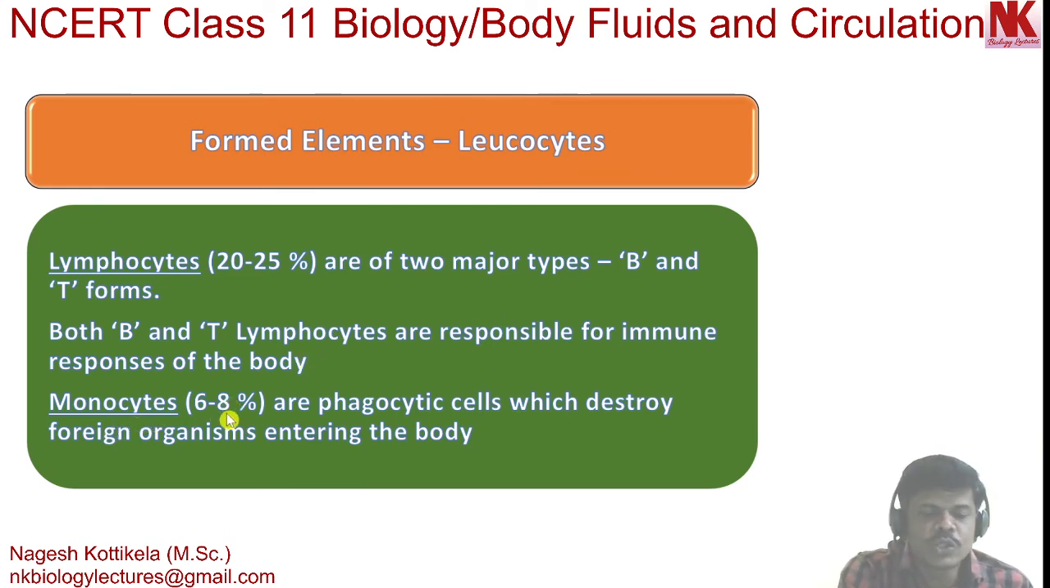Monocytes, 6 to 8% of leukocytes are monocytes, and the monocytes are phagocytic cells. These monocytes destroy foreign organisms that enter the body. So, among the 5 different types of leukocytes, neutrophils and monocytes both are phagocytic. They destroy foreign organisms that enter the body.